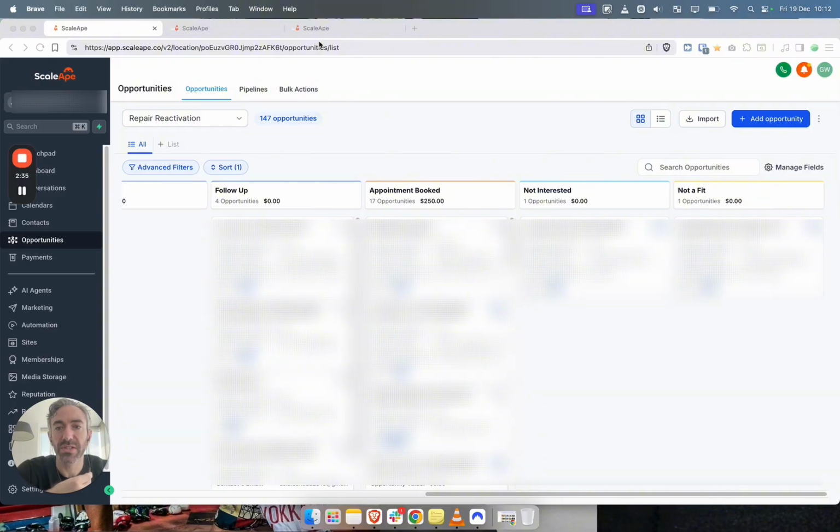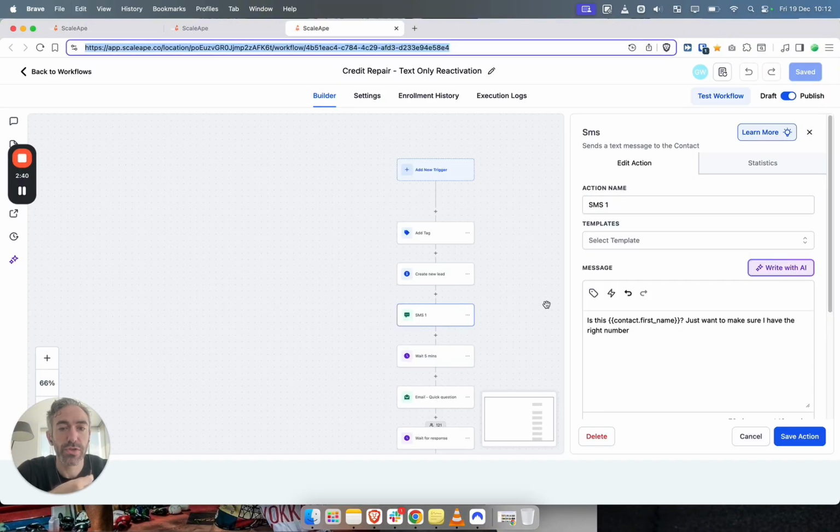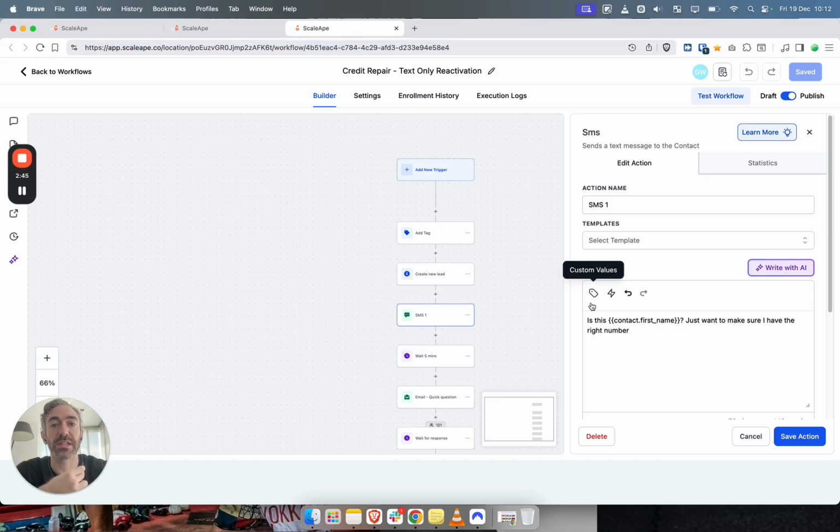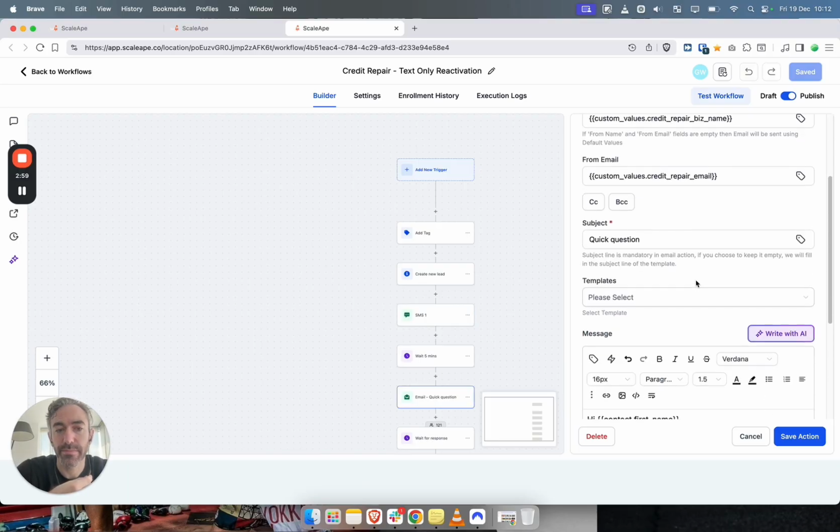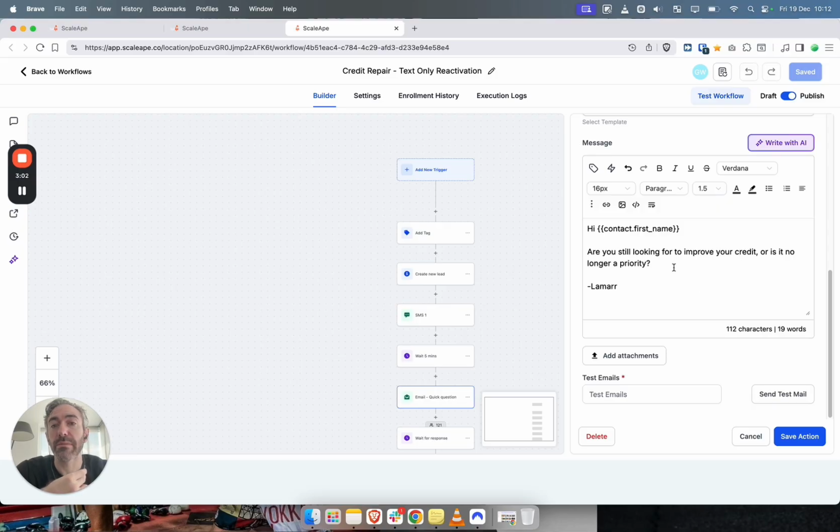The actual automation side of it, super simple. So you can see here, we fire off just one initial text saying like, hey, is this X person? Just checking we have the right name on file. Then what I did as a tweak, because we didn't have numbers for absolutely everyone, is I also added an email. The email kind of jumps to the chase a little bit quicker. It says pretty much right away what the second text says, which I'll show you is, are you still looking to improve your credit, or is it no longer a priority? And then we keep that very simple.